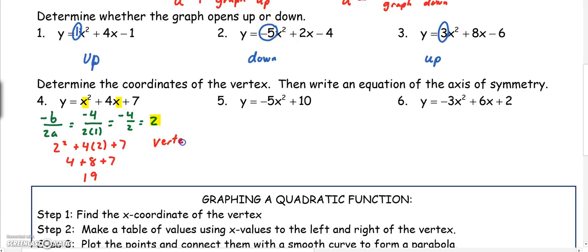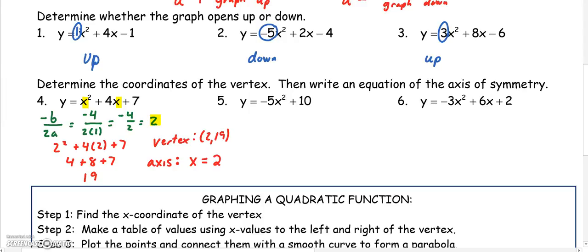So my vertex is 2, 19 for the coordinate. My axis of symmetry is always going to go through the x-coordinate because it's a vertical line. So my axis of symmetry has an equation of x equals 2.